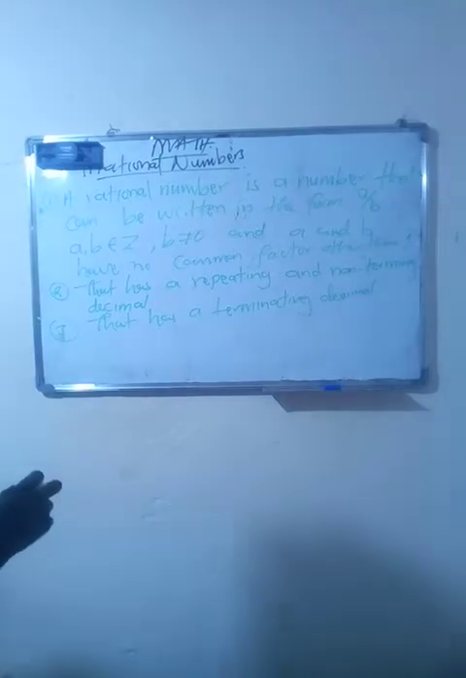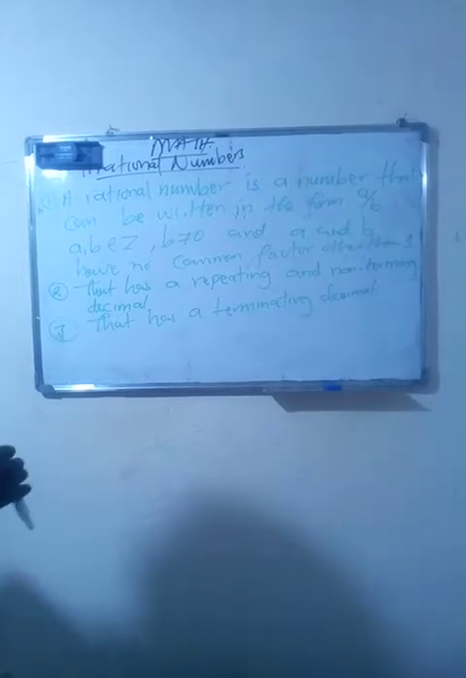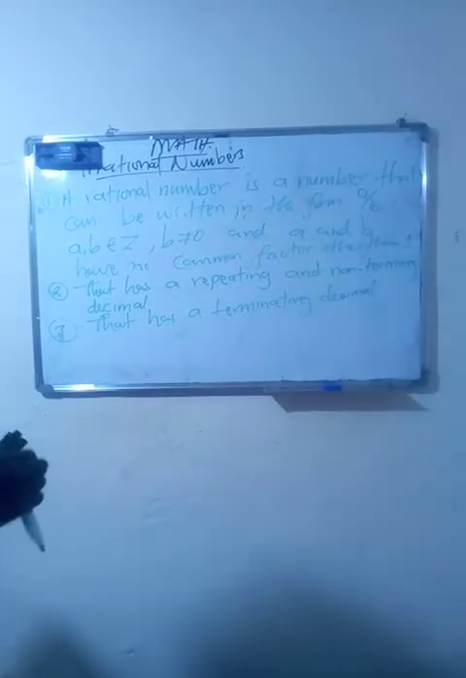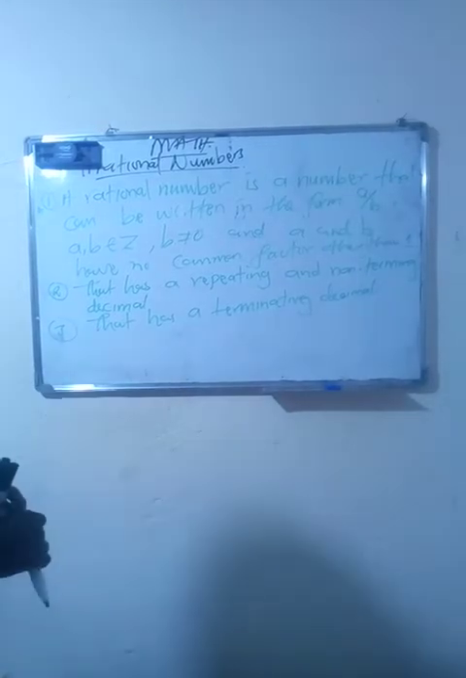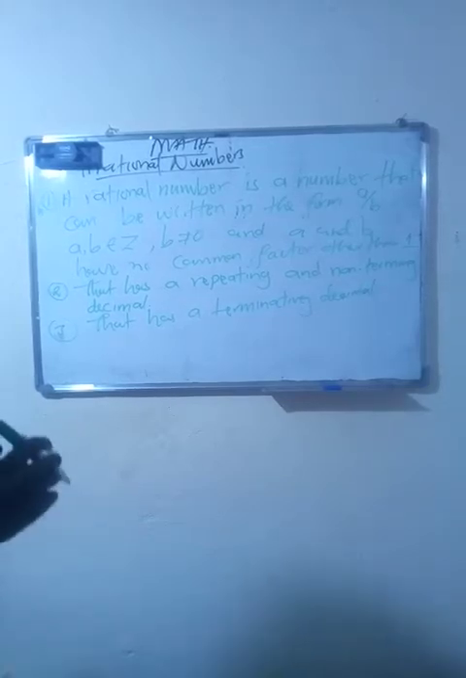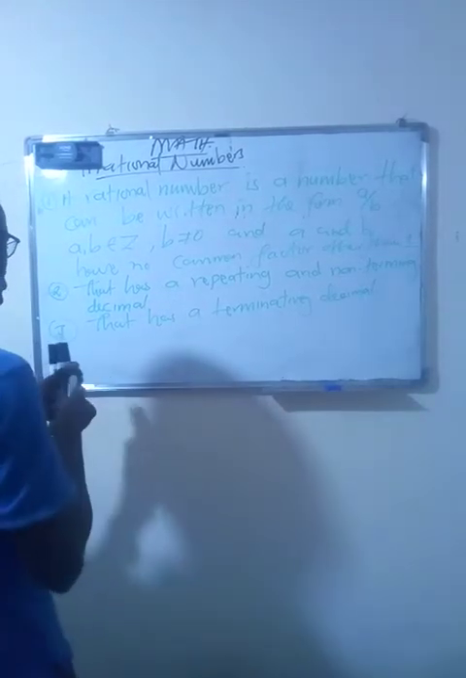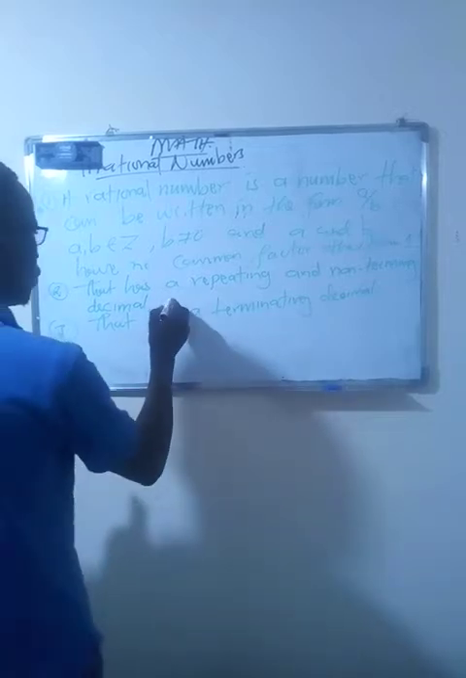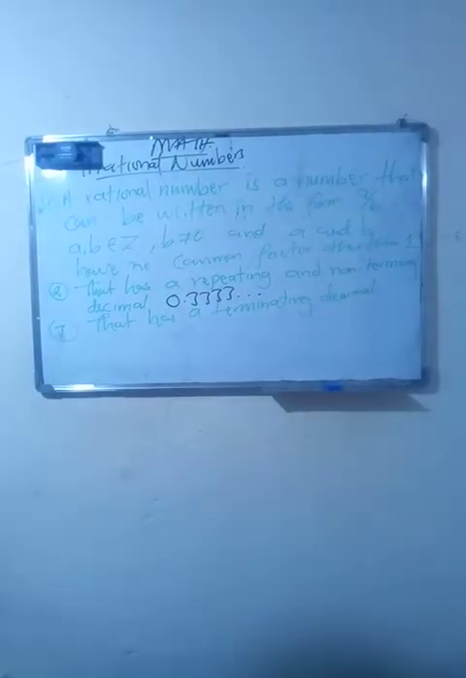So those are the definitions that we looked at when we looked at rational numbers. We said that a rational number is a number that can be written in the form a over b, where a and b are integers and b is not equal to 0, and a and b have no common factor other than 1. And then we also said that it's a number that has a repeating and non-terminating decimal. For example, a number such as 0.3333 and so on, okay? Such a number is referred to as a rational number.